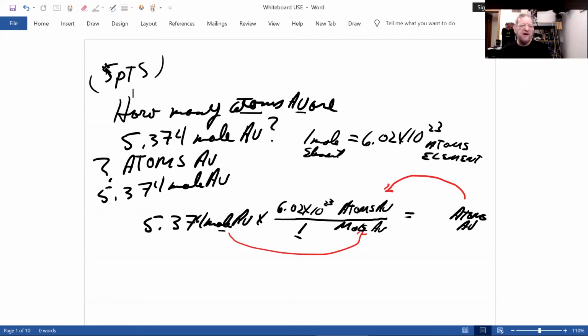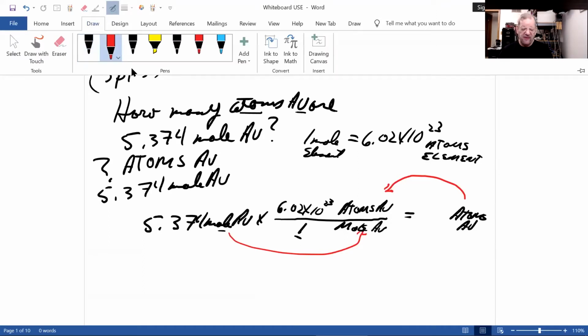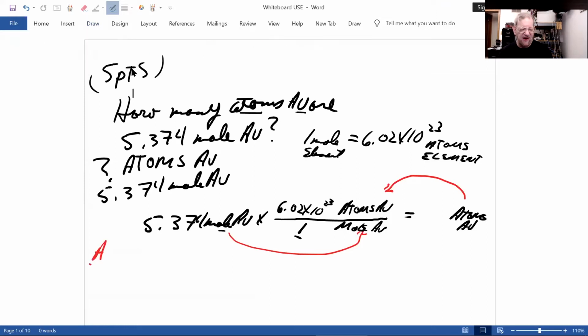Now, before you pick up your calculator, it's time to use your good buddy, your good friend, unit analysis, and you say, do I get the right units? And let me remind you, anything divided by itself equals the number 1, which means it's canceled out. And notice here we have moles of AU gold divided by moles of AU gold. That cancels out. What do we have left? Atoms of gold. We're on the right track. And now I can pick up my calculator. Let me get my spreadsheet open.